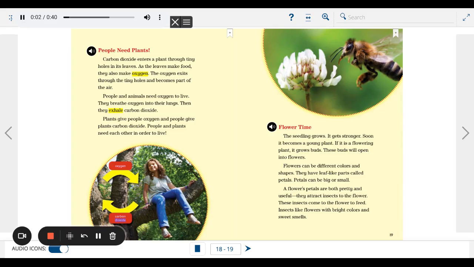Flower time. The seedling grows. It gets stronger. Soon it becomes a young plant. If it is a flowering plant, it grows buds. These buds will open into flowers. Flowers can be different colors and shapes. They have leaf-like parts called petals. Petals can be big or small. A flower's petals are both pretty and useful. They attract insects to the flower. These insects come to the flower to feed. Insects like flowers with bright colors and sweet smells.